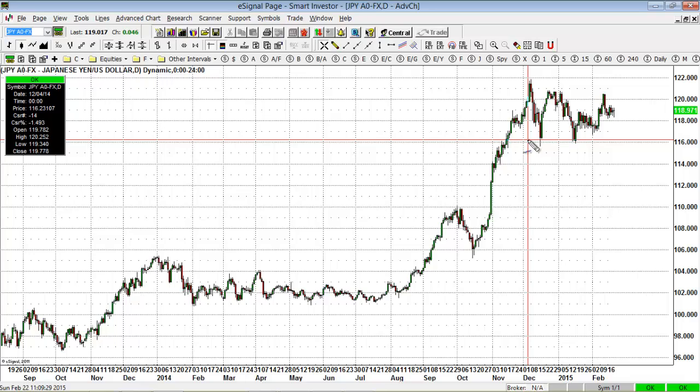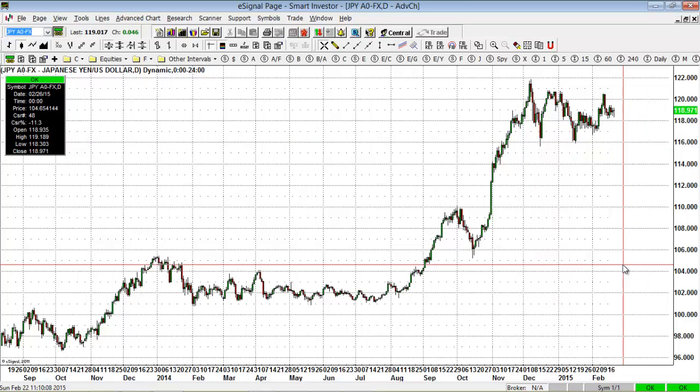You have longer term support at this level of 116, because near the 116 level the market came up and found support once and found support twice, forming a double bottom. If this formation fails and the market comes back down, we'll look to see if the 116 level is able to hold again, and that will be a triple bottom if it holds, and the market could rally. If it breaks below 116, you could see a deeper pullback down into the 114 and 112 levels for the Japanese yen.